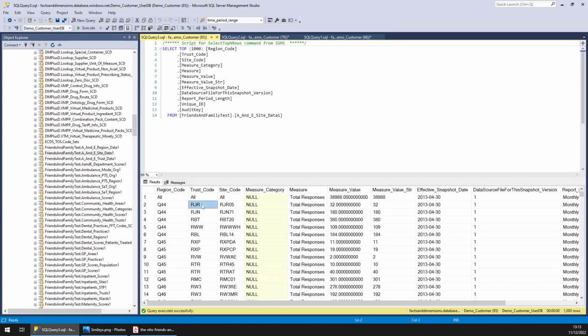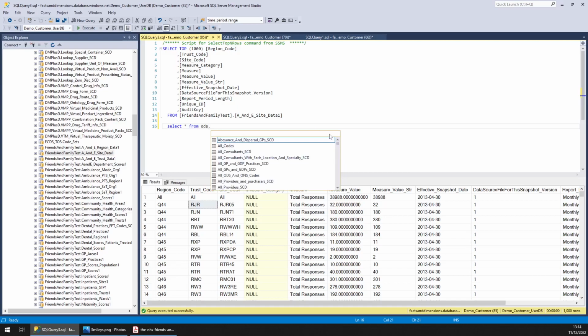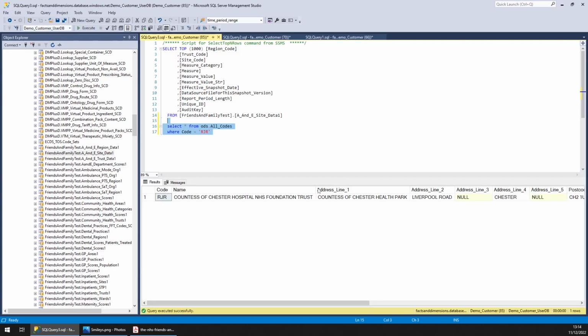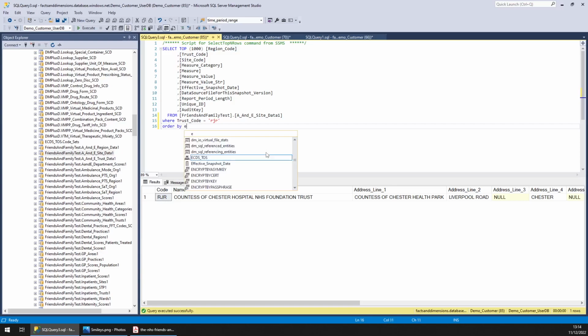let's pick RJR, which is, let's just quickly find out what that is actually. It already is the latest, isn't it? That's Countess of Chester Hospital NHS Foundation Trust. So let's return that in this data set. Order by effective date. This data is recorded every month, although there was a period during COVID for about a year where they paused it, which is a shame.